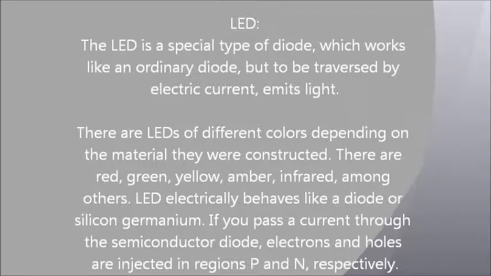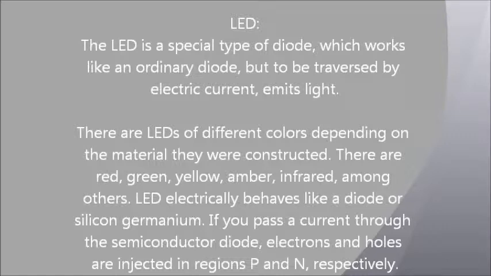In other words, positive and negative, respectively. Depending on the magnitude of the current, there is recombination of charge carriers. One type of recombination is called radiative recombination. Here is the emission of light.